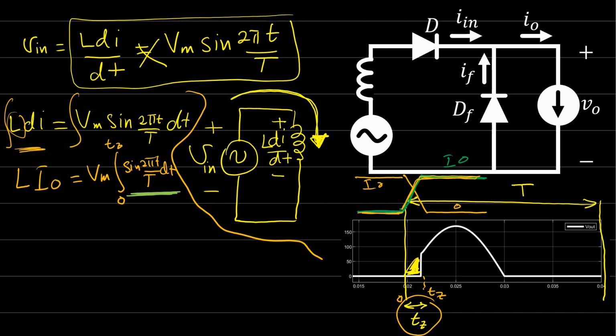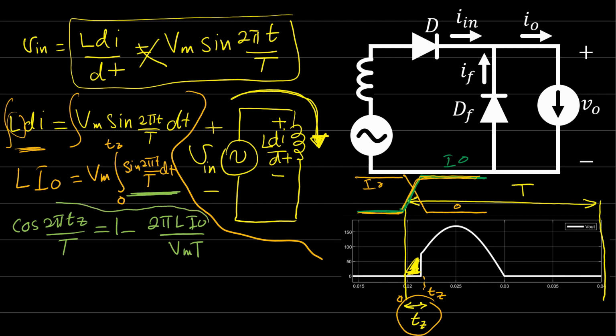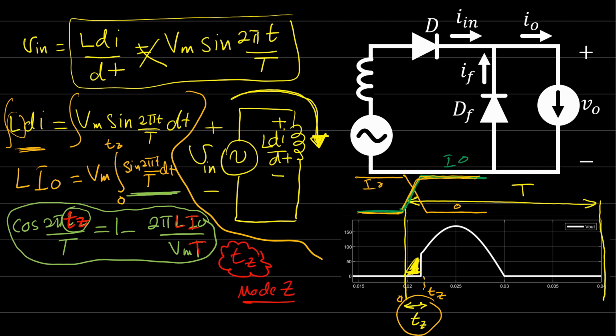And finally, you will get this equation, which is cosine 2 pi Tz over T capital is equal to 1 minus 2 pi L I out over V maximum T. And from this equation, we can easily find the time duration Tz. And this Tz is what we call the commutation time. All these values are known, so we can easily find the time duration during mode Z, the commutation mode.